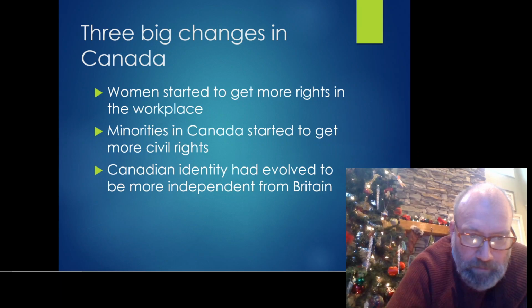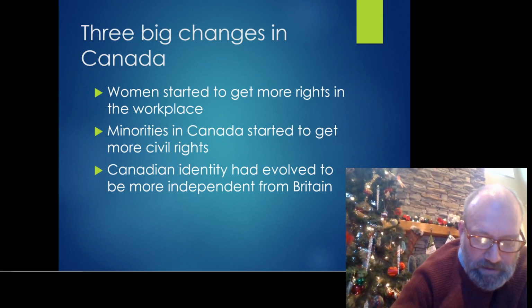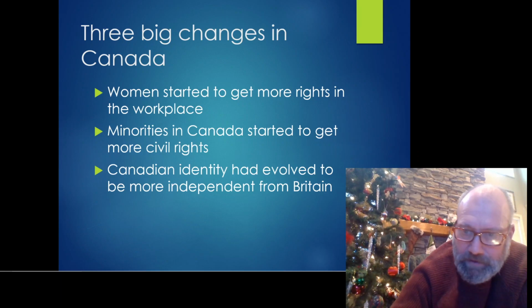Minorities in Canada started to get more civil rights after World War II, partly because of their contribution to the war effort, partly because the world realized how awful racism was after the world saw the news stories of what happened in Nazi Germany. But there was also a lot of people working together of all different races in an army that was more merit-based, at least somewhat more merit-based than other places. Canadian identity had evolved to be more independent from Britain. So this is a huge part of how society has changed.